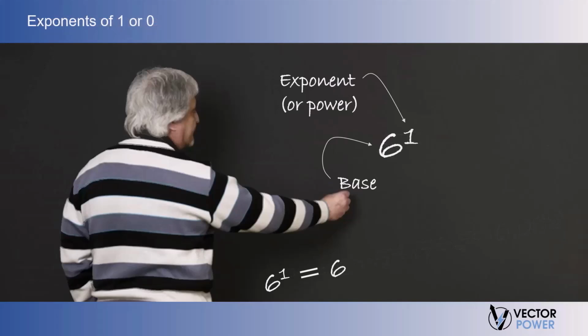What if the exponent is 1 or 0? If the exponent is 1, then you just have the number itself. Example, 6 to the power of 1 is simply 6. If the exponent is 0, then you get 1. Example, 6 to the power of 0 simply equals 1.